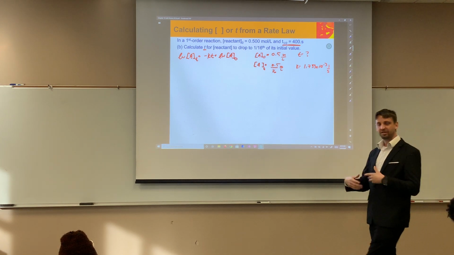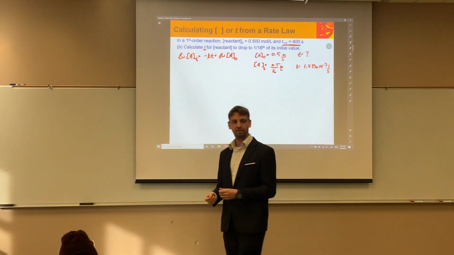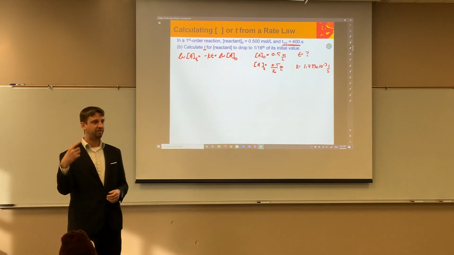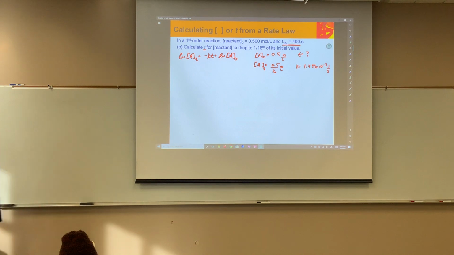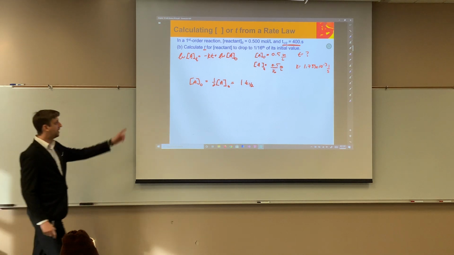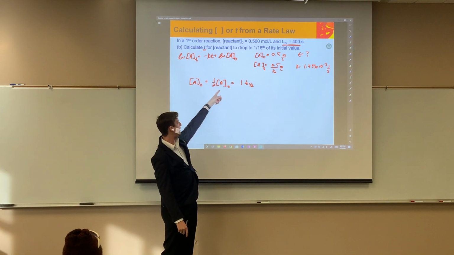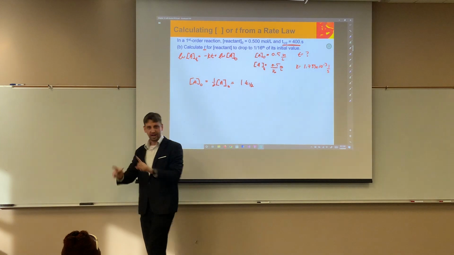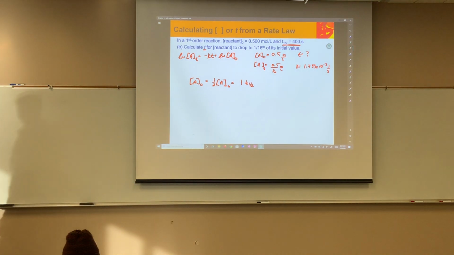A 16th is a function of a half-life, right? It's a half of a half of a half of a half. So essentially, another way of looking at this is, this is a half-life here, that equals one of our T1 halves. You guys with me on this? My initial times a half of my initial equals one instance of a half-life, one period of that. Got it?